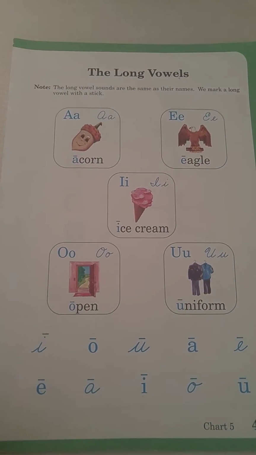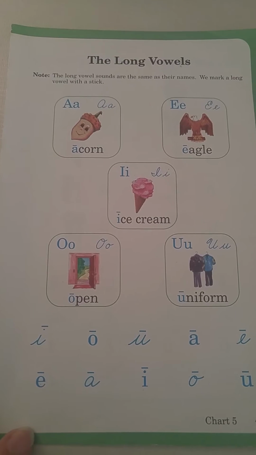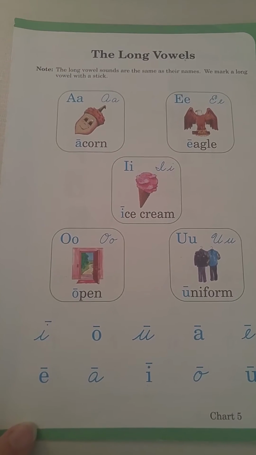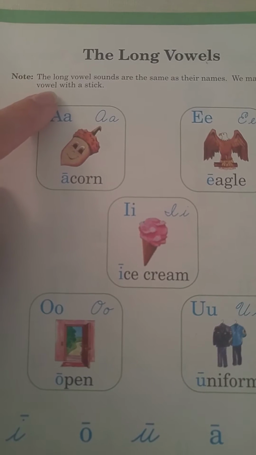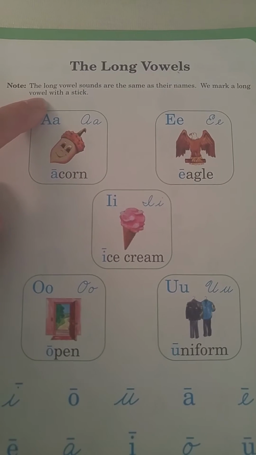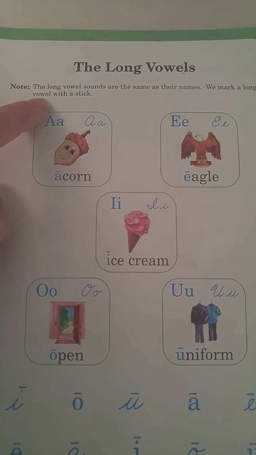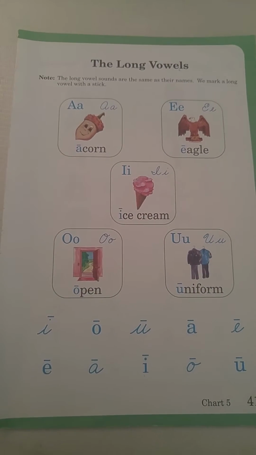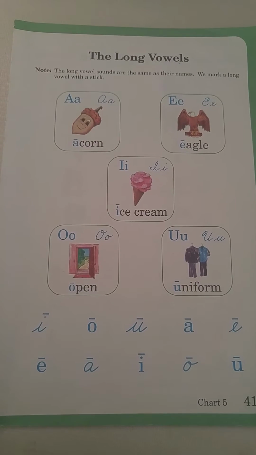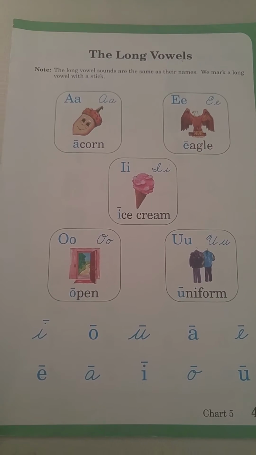So if there are two vowels in a word, the first one's long. That's the long vowel rule. The first one's long, and we mark that vowel with a stick, and the second one is silent. I'll show you how to do that at the end of the video. But we need to learn the sounds.